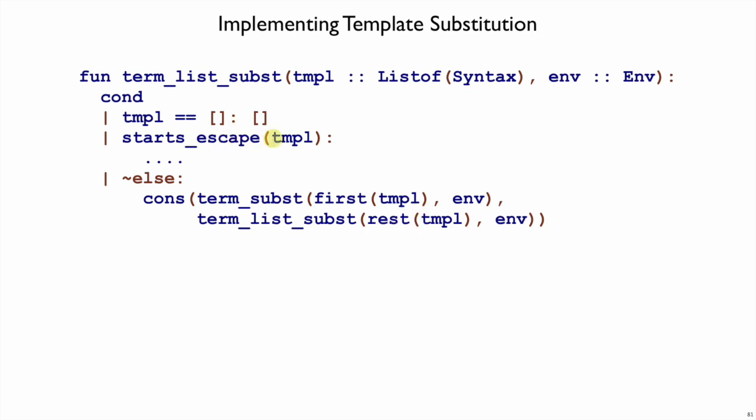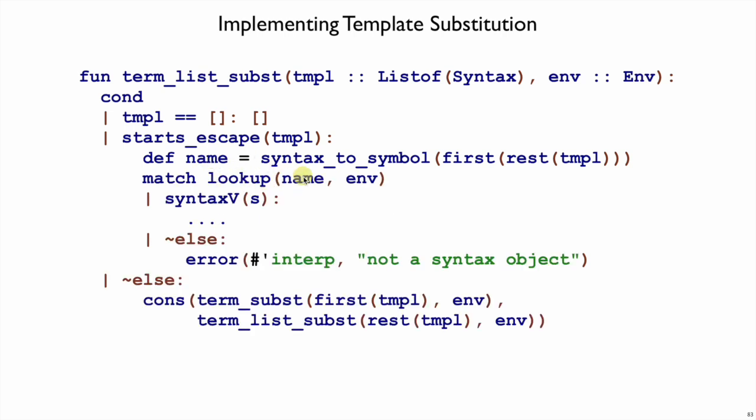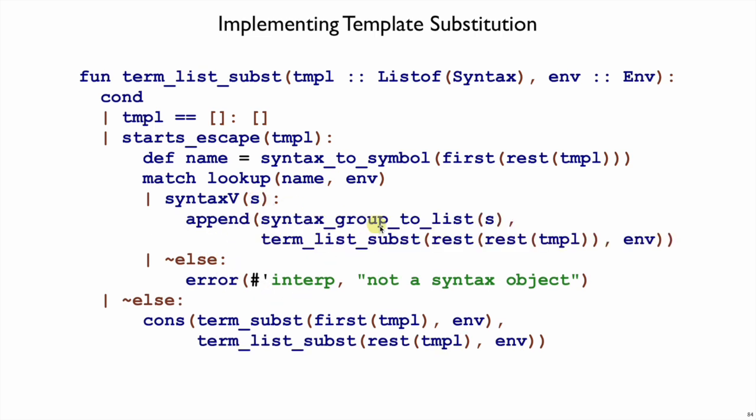If we do find an escape, then we can get the name, just like we did before. We can look for this name in the environment. So a name is going to be something like x or y, and we see if it's in the environment and mapped to a syntax object. If not, we complain, but if it is, then we can take that syntax object, turn it into a list because it represents a group, and append it to the recursion as we skip over the percent and the name, look in the rest of the template, convert all those things, and then just append them together. So that's all there is to term list subst.